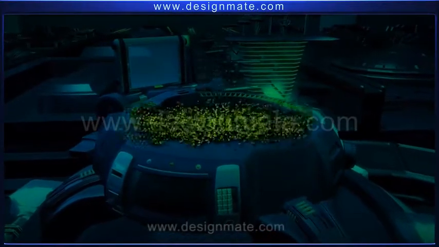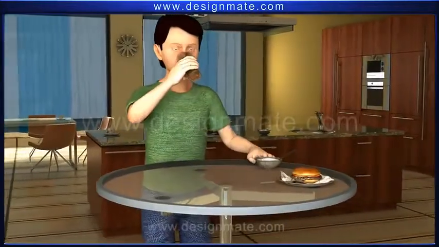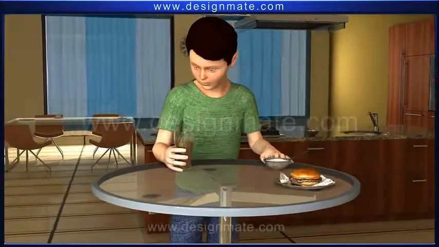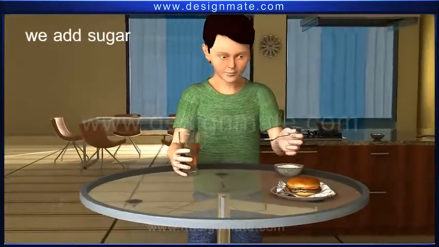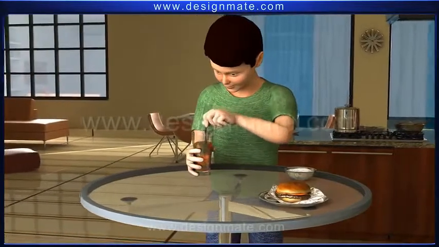Concentrations of solutions, molarity, M. If our iced tea does not taste sweet enough, we add sugar to it. This means we are increasing the amount of sugar in the drink.